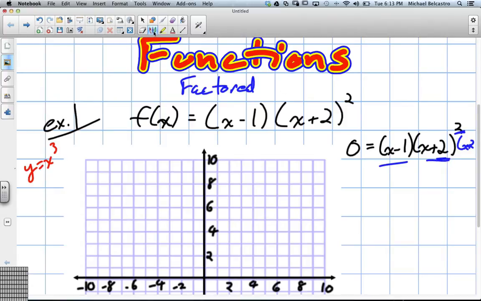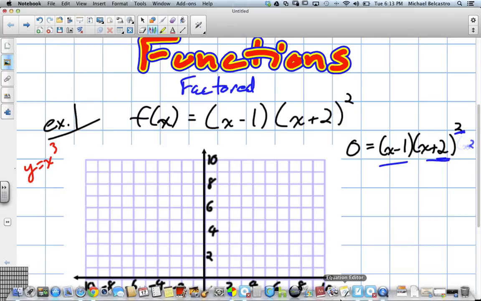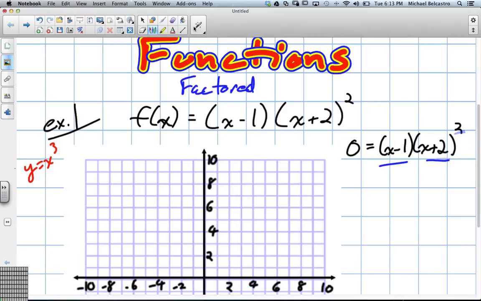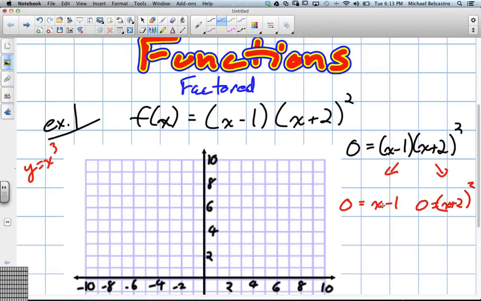What we're going to do from this point is split both of them up, and we're going to set both of these brackets equal to 0. So we have 0 is equal to x minus 1. And in this bracket, we have 0 is equal to x plus 2, all of that squared. In the first one, it's very simple to find out what x is. When we bring 1 over, it becomes positive. 0 plus 1 is 1. So one of our x-intercepts is the value of 1.